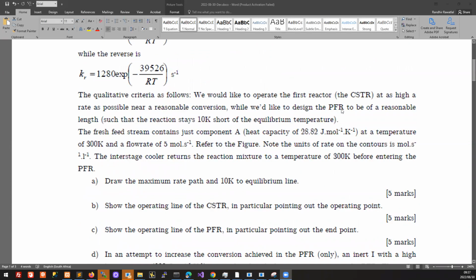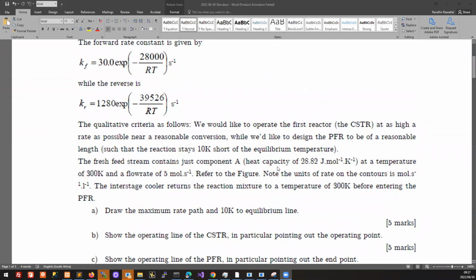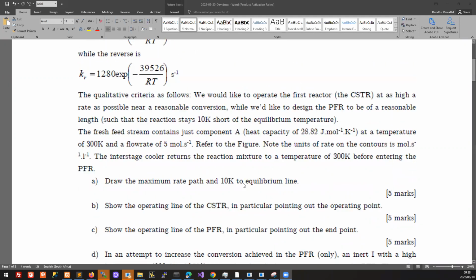And it mentions a couple of things. The reaction stays 10 Kelvin short of the equilibrium temperature. It also mentions that the reactor train is fed by component A. We are given the heat capacity of A, the inlet temperature, and the inlet flow rate. And then it says refer to the figure.